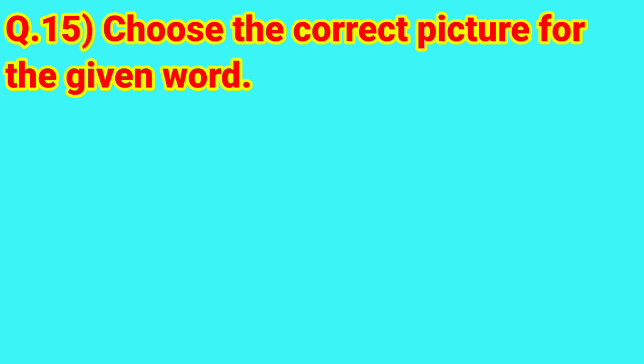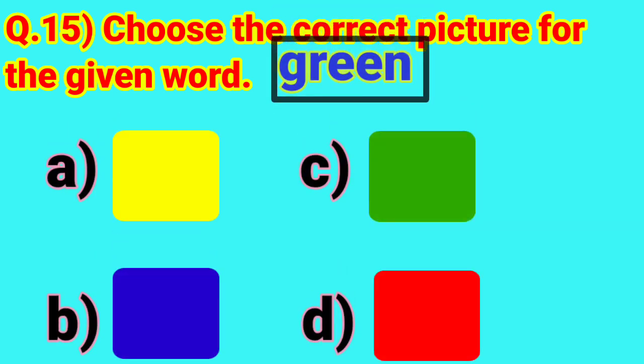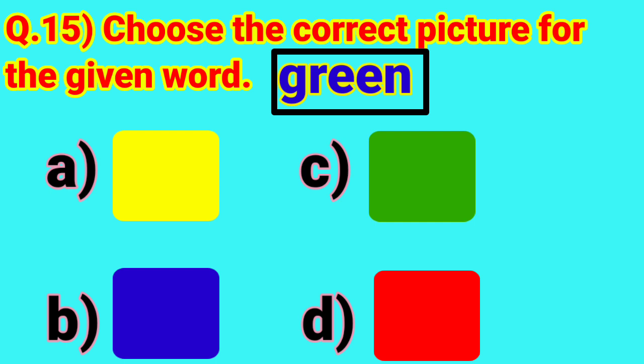Let's read question number 15. Choose the correct picture for the given word. Let's read the word. G-R-E-E-N. It is green. For the given options, we have four colors. Tell me one by one, which color do you see?